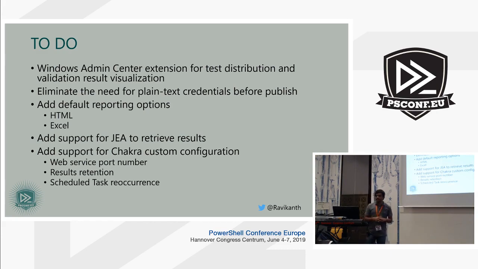Last thing is the Chakra custom configuration. Today, like I said, the web service always runs on port 8080. You don't have control over that. You don't have control over where the Chakra engine actually sits and copies all the test library files and so on. And also some more flexibility in terms of how many times you want to run this test. Today, it runs every day at 12 o'clock at midnight. You don't have control over that unless you edit the configuration document before you enact. So I want to create some more flexibility there so that you should be able to bring in those parameters as well into the overall publishing system.